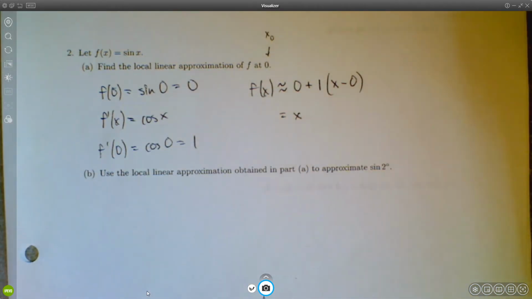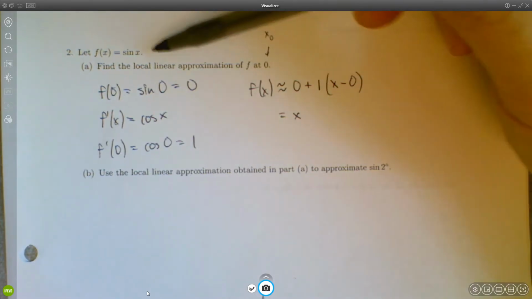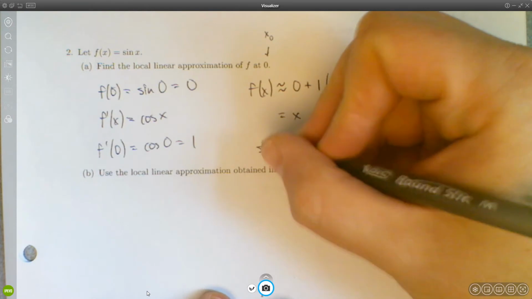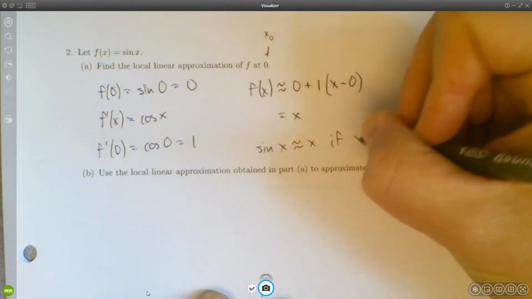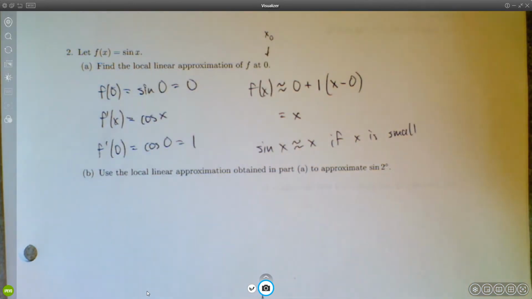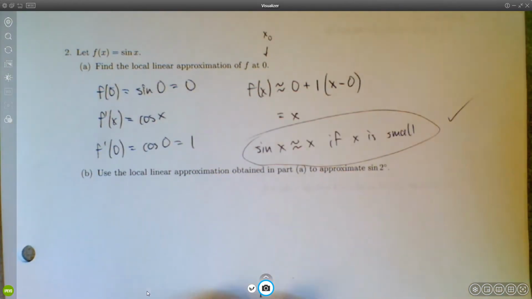So what we're saying is that if x is really, really close to 0, then sine x is approximately x, right? So sine x is approximately x if x is small, if x is close to 0. So that's an interesting fact. It's used in physics a lot, and probably in engineering as well. So that's cool. That's good to know.